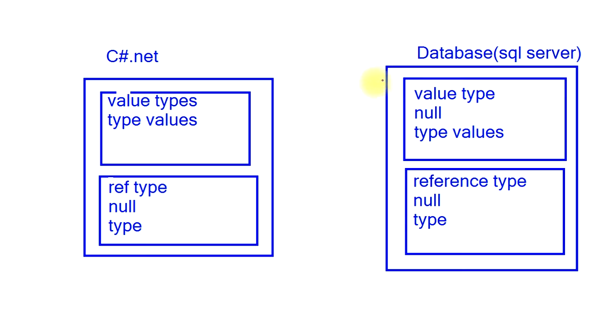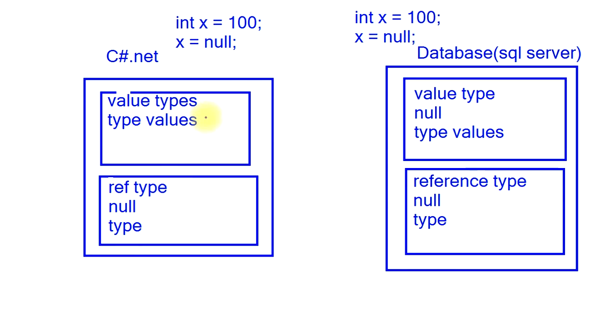So suppose there is a variable in C#.NET, int x. We can store only typed values like 100. We cannot store a null value. This is invalid. But in the case of a database, int x equal to 100 is valid, and x equal to null is also valid, because databases allow storing null values in value types.